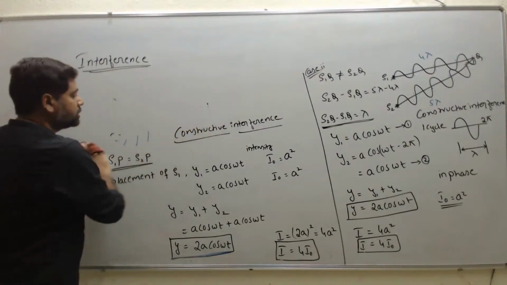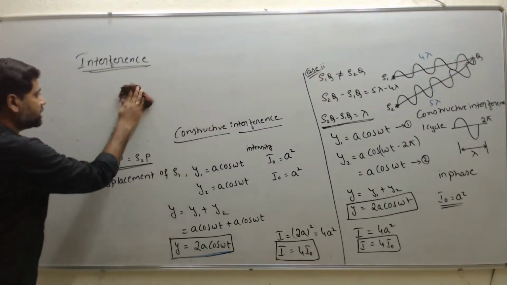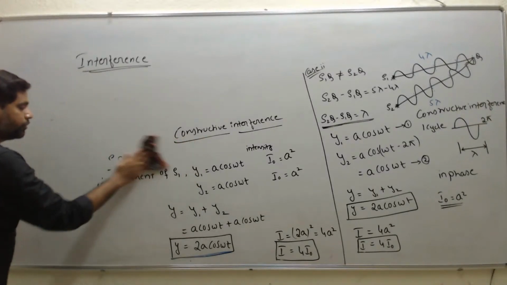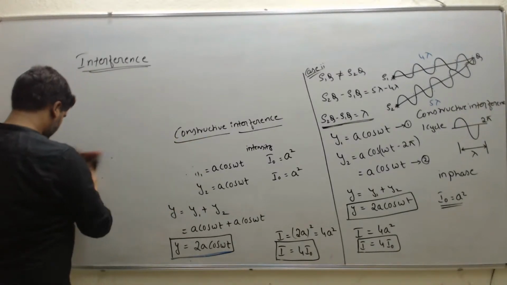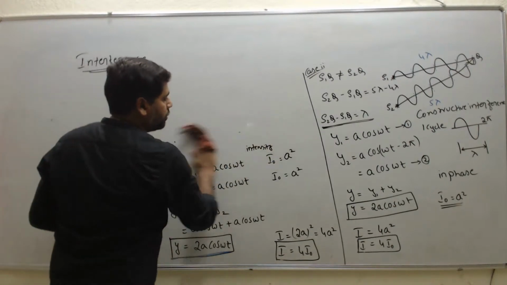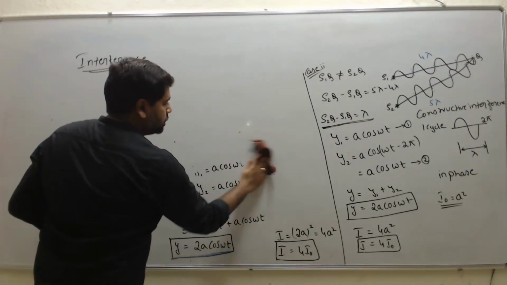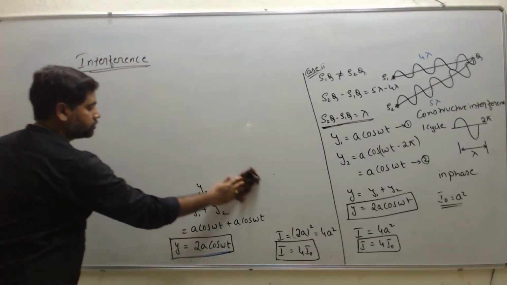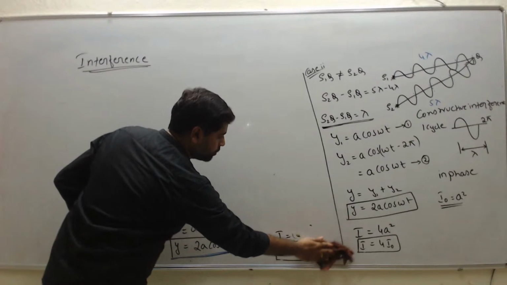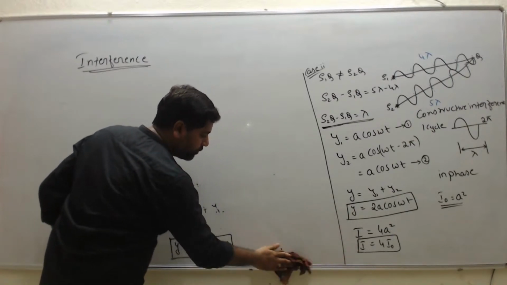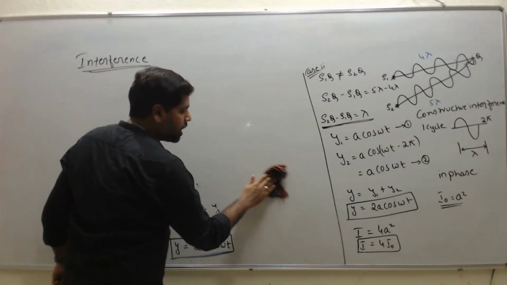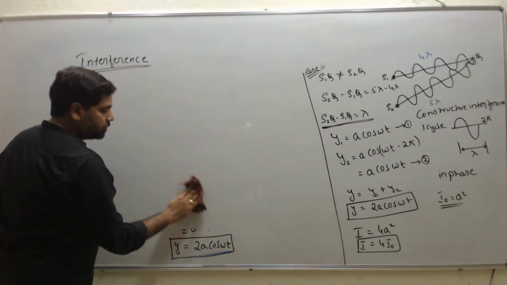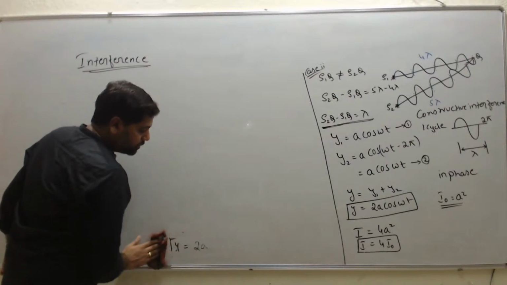So here what happens? In the first case and the second case we get constructive interference. So this is very important. In the main exam, they ask for 5 marks: give the theory of interference. It is very simple.